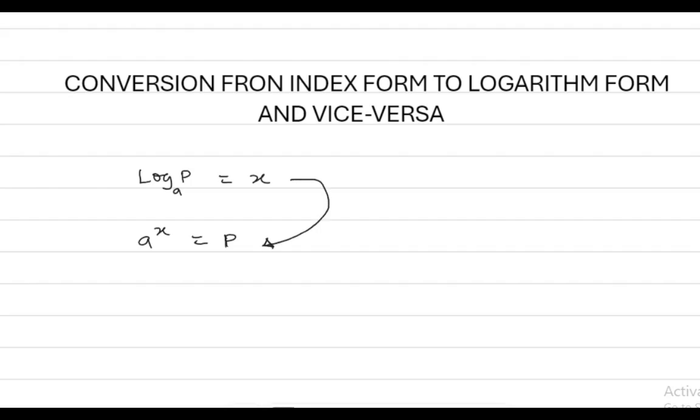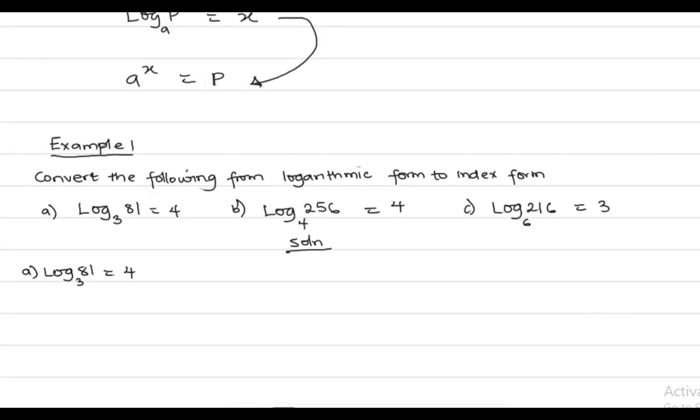So let's see some examples on just converting from logarithmic form to index form. We're looking at the first one, log 81 to base 3 equal to 4. And this is quite an easy one. The index form is simply 3 raised to power 4 is equal to 81. I have a way of doing this. Just let the base of the logarithm come and carry the result of the logarithm. That's all. So 3 raised to power 4 equal to 81.